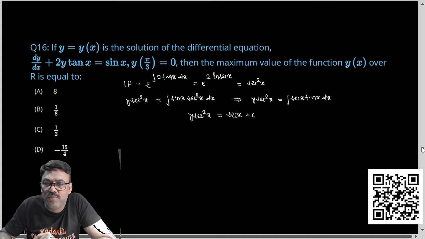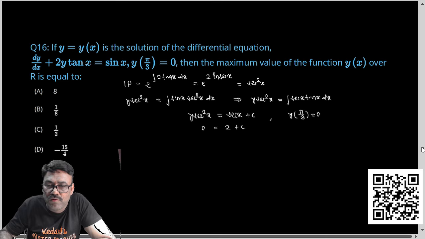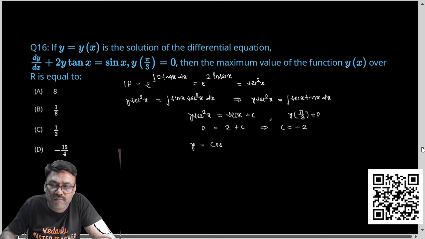Now let's get the value of c. So y(pi by 3) is 0. Means if I put x equal to pi by 3, y will be 0. So put 0 here, x equal to pi by 3, so secant is 2 here, plus c. So basically c is minus 2. Now if you put c as minus 2, ultimately y will be cos x minus 2 cos square x.